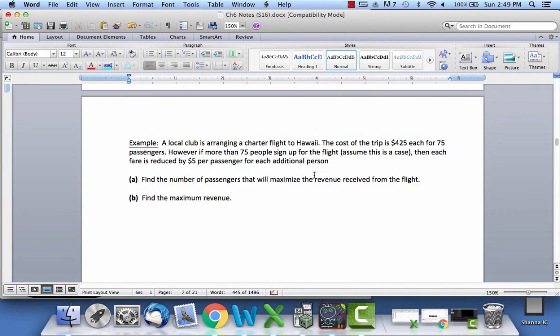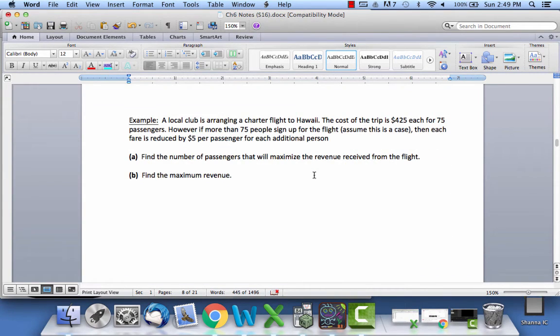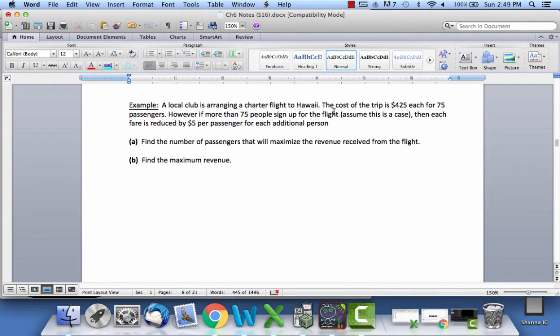Okay, this is our last one. Local club is arranging a charter flight to Hawaii. The cost is $425 for 75 passengers, but if more than 75 people sign up for the flight, and we're going to assume that more than 75 sign up, then each fare is reduced by $5 per additional person.